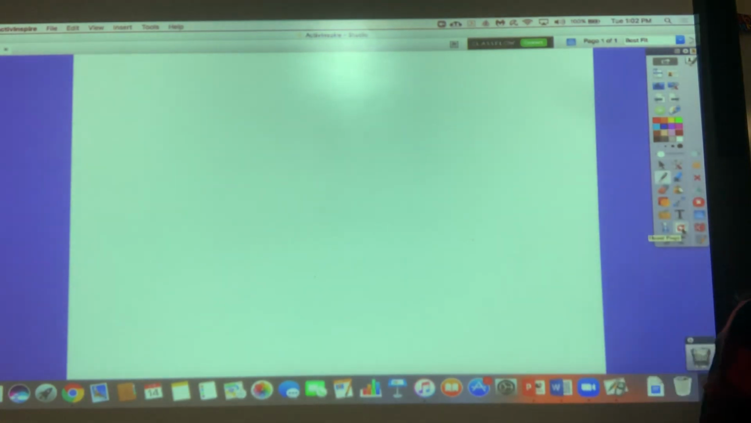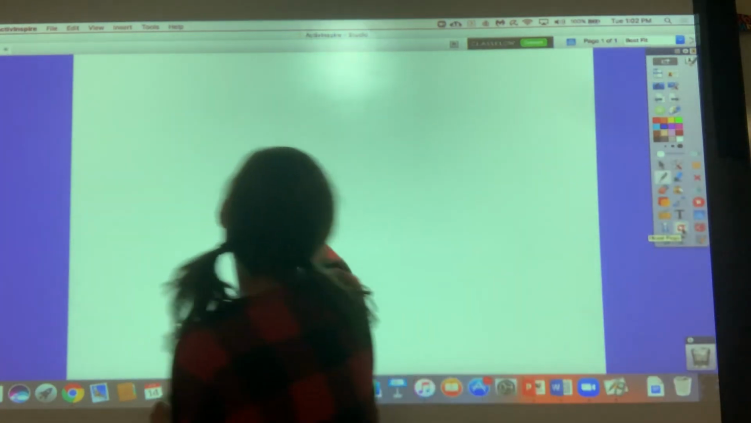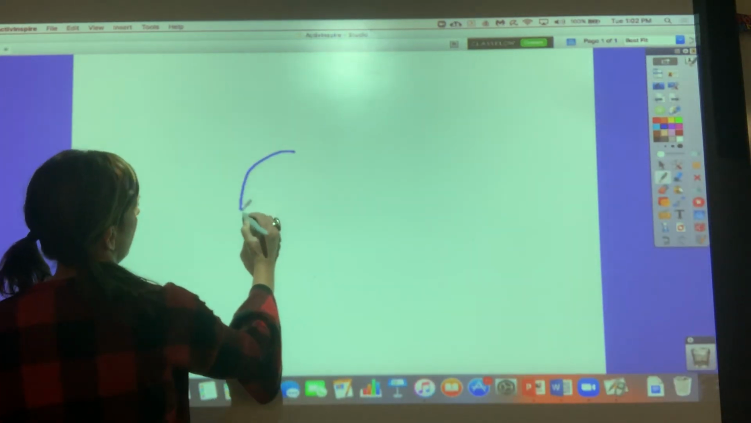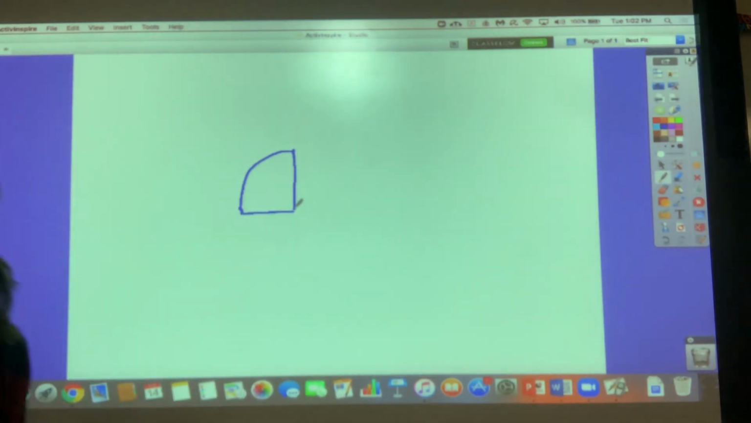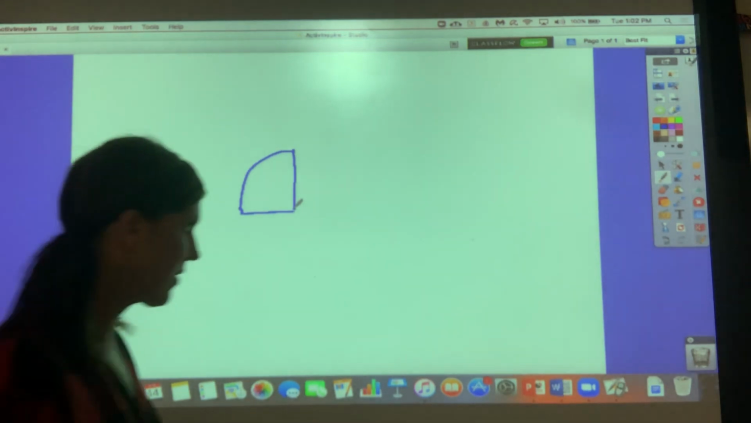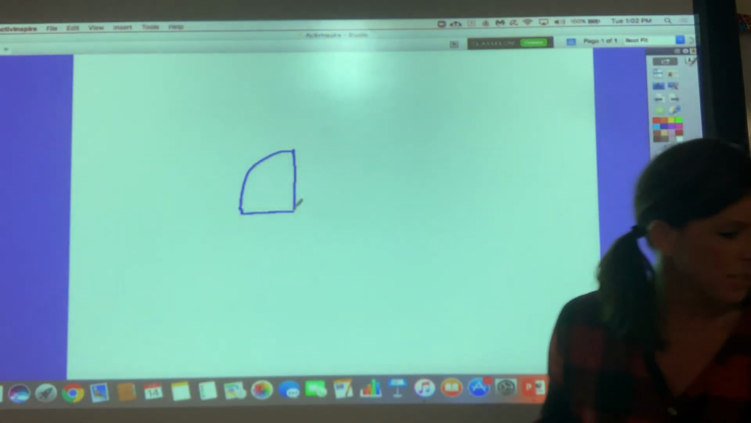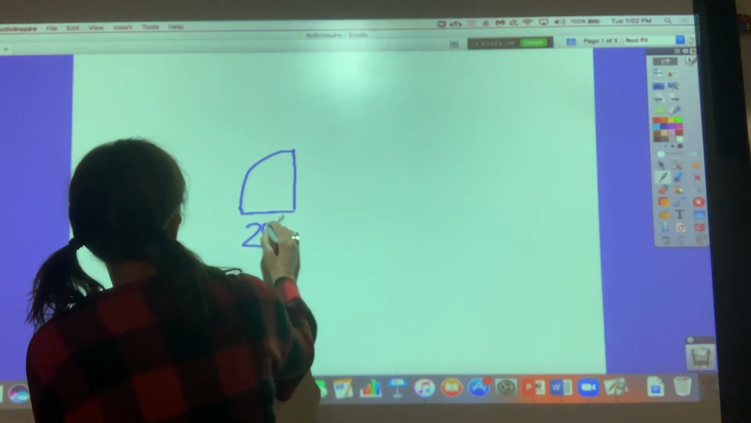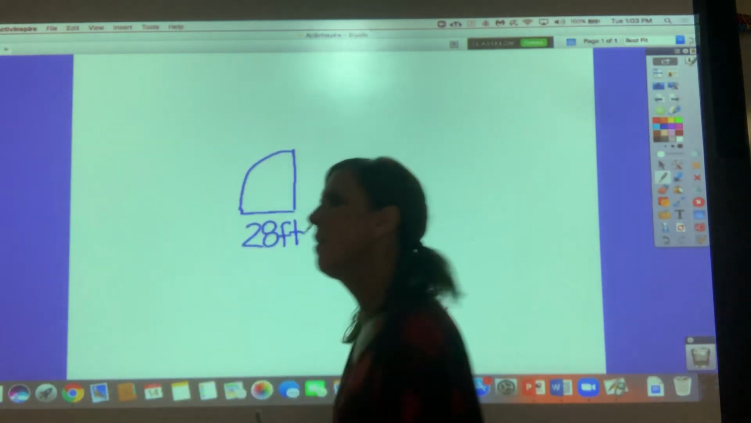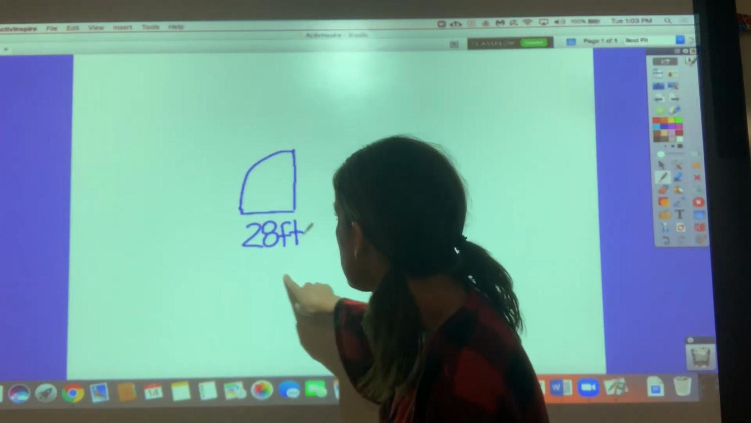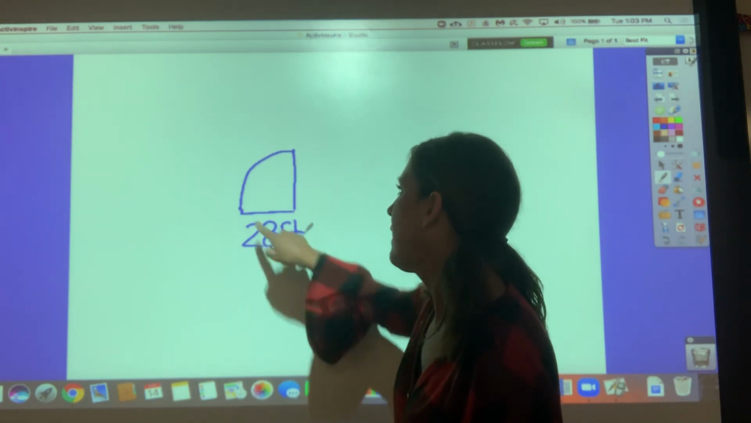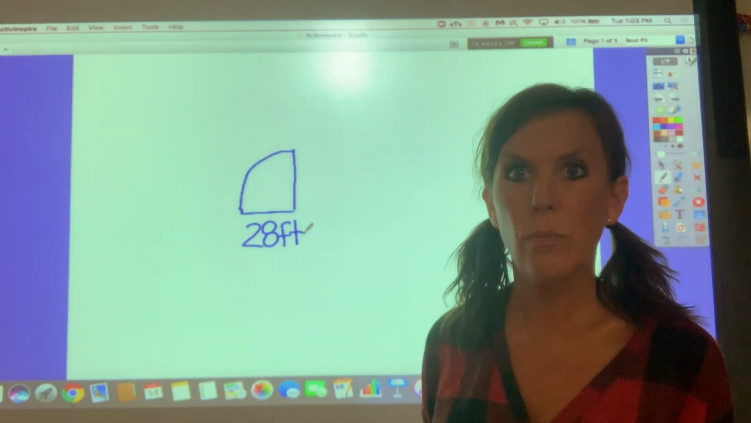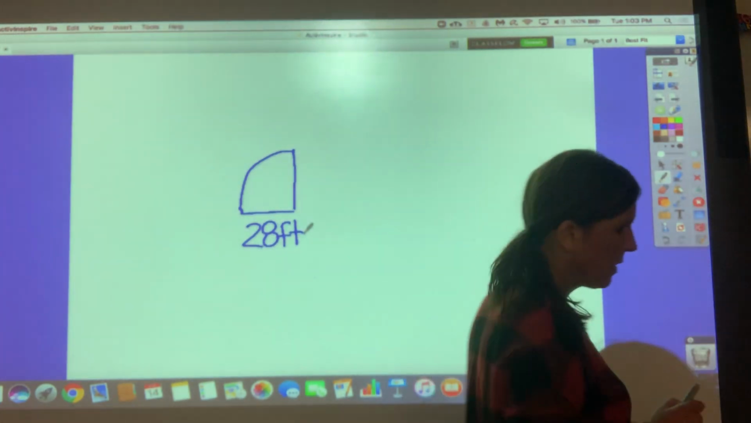Okay, let's look at something new. Let's look at this. Hopefully you remember from the other day that this is a quadrant of a circle. So on a quadrant, let's say that this is 28 feet. Now think about this. If this were an entire circle, this 28 feet would really be the radius of the circle. So let's look at what we would do here.